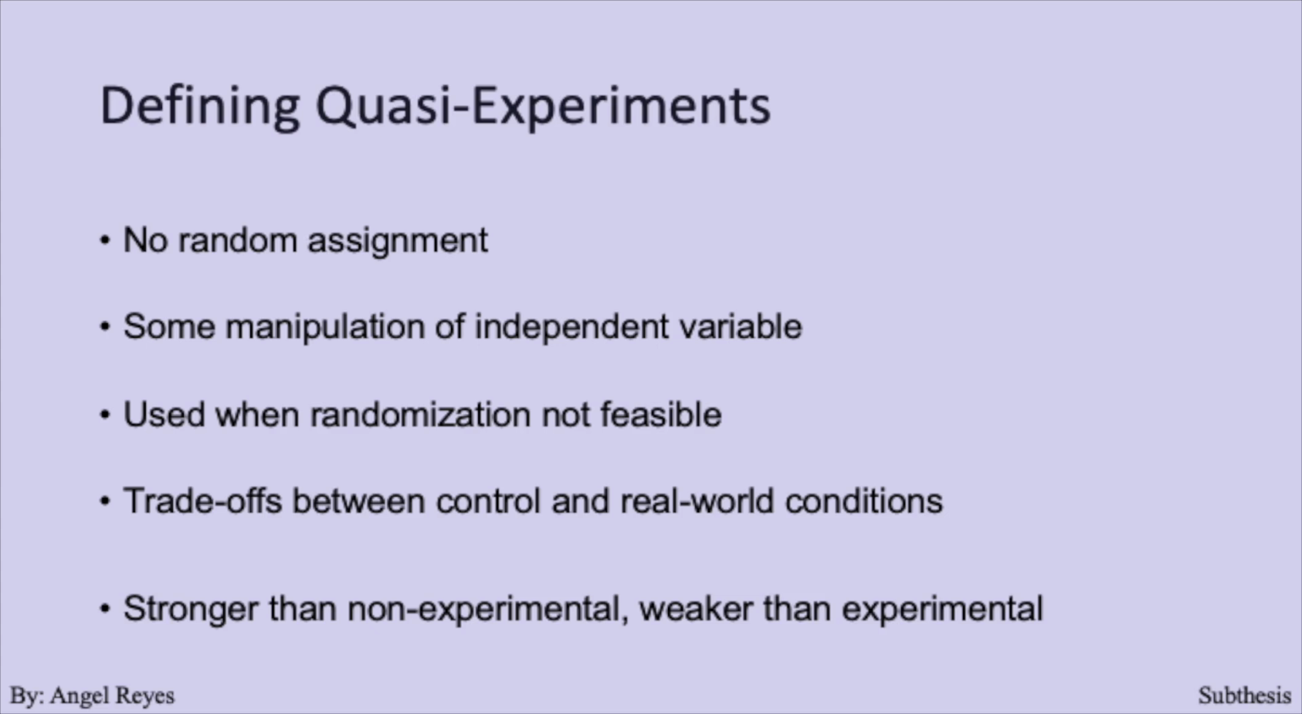While they provide stronger evidence than non-experimental designs, they offer less certainty about causality than randomized experiments. The key challenge in quasi-experimental research is addressing threats to internal validity through careful design and statistical controls to strengthen causal inferences, despite the lack of randomization.